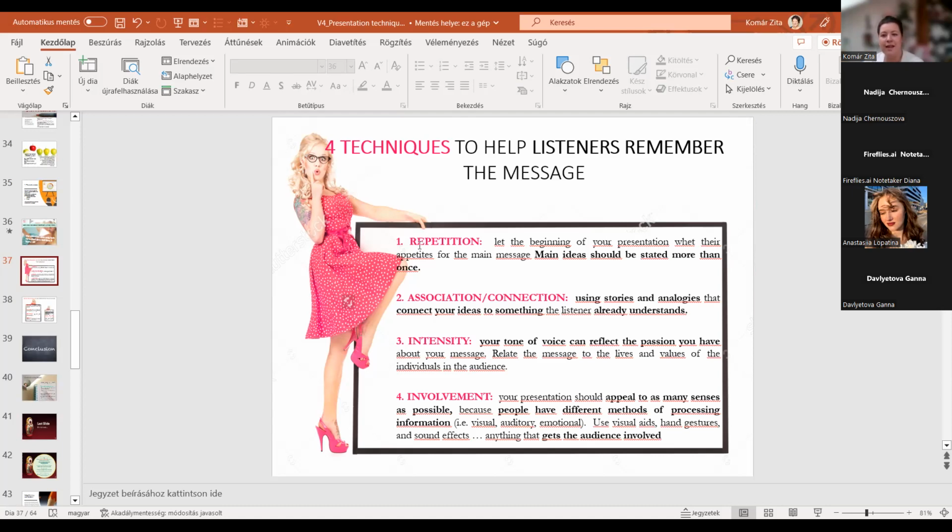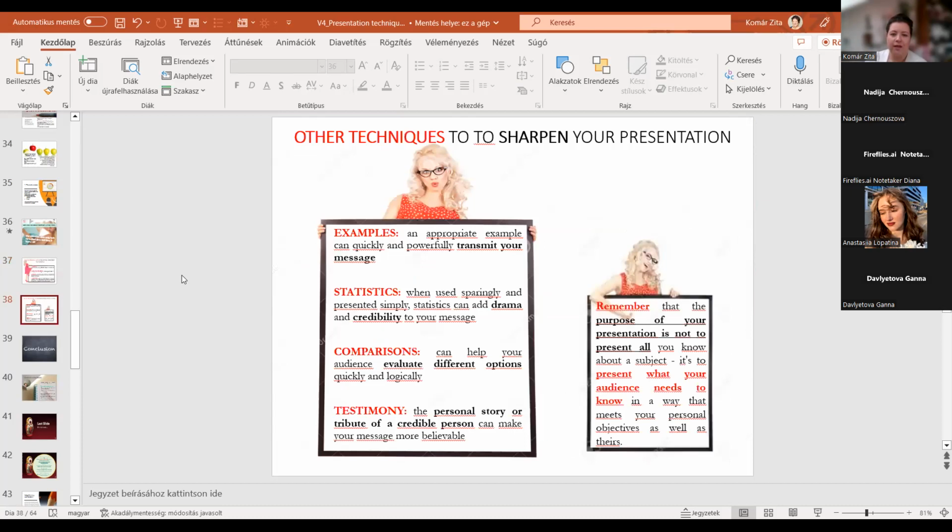Playing with the voice, I have mentioned many times today. So playing with the intensity of your voice is a real good idea. Playing with the rhythm, with the pauses, always works. And also try to involve people with questions, with videos, with exercises, with small pauses. This is something I have already mentioned too. Using examples, another good technique.